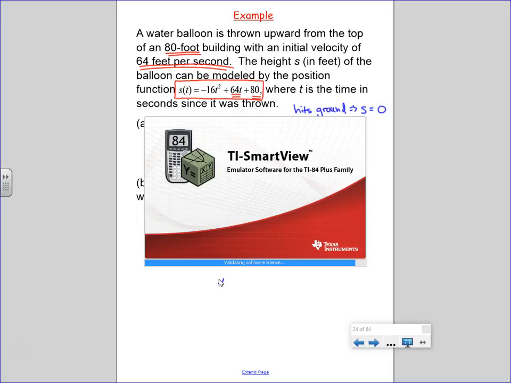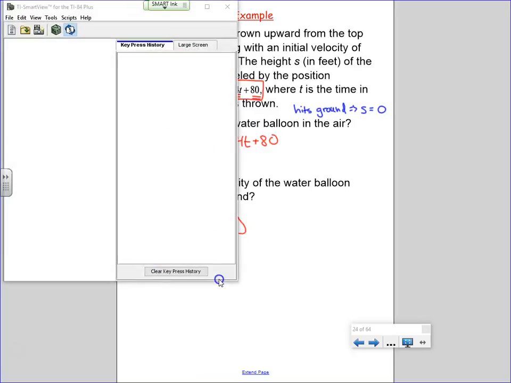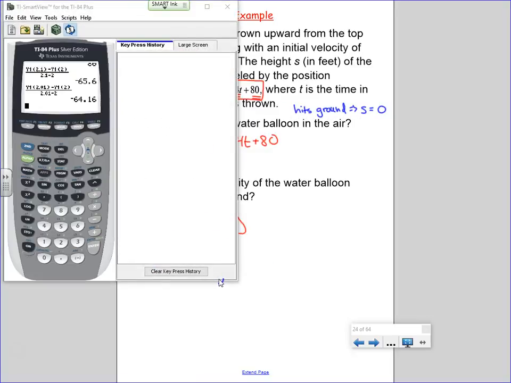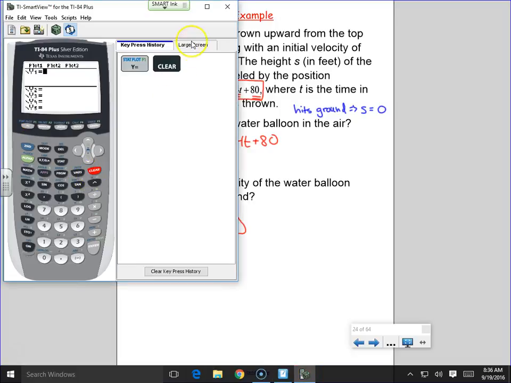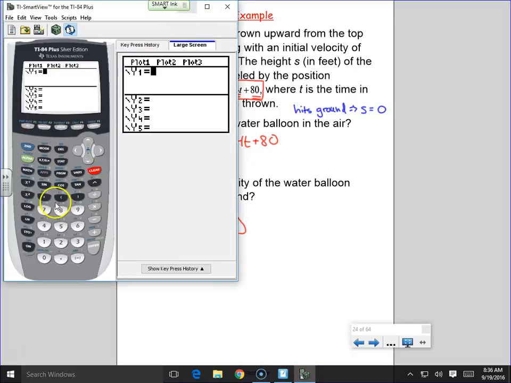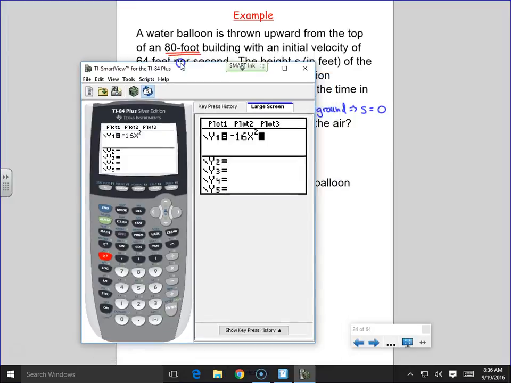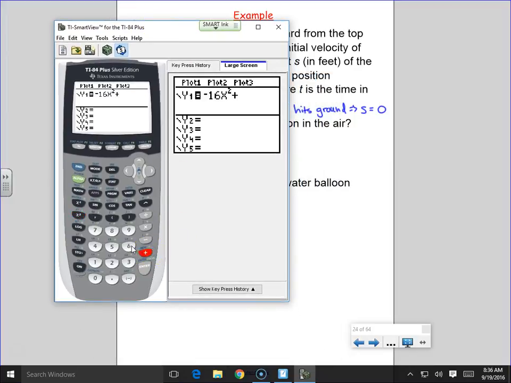Go ahead and throw in your functions. Negative 16t squared plus 64t plus 80. Looking at those numbers, what are we going to have to watch out for? Our window, right? Aren't they kind of big? If we plug into negative 16x squared, I can't use t, remember. Plus 64x plus 80.